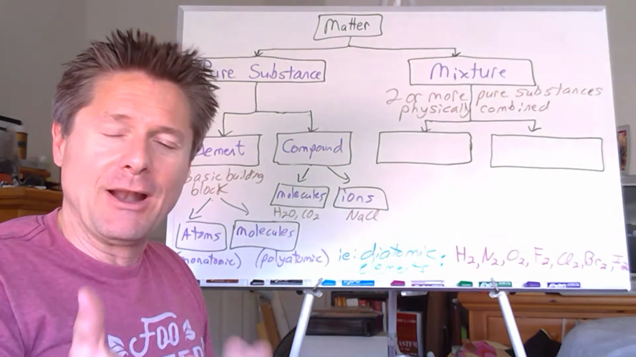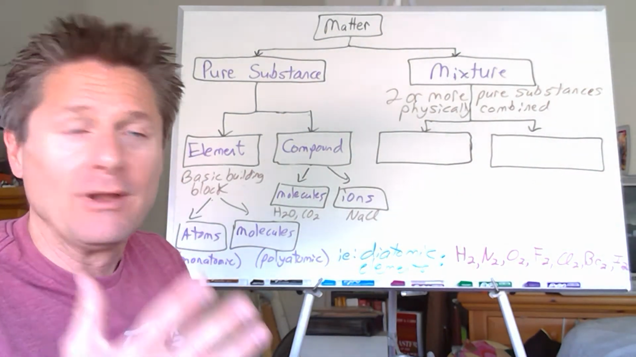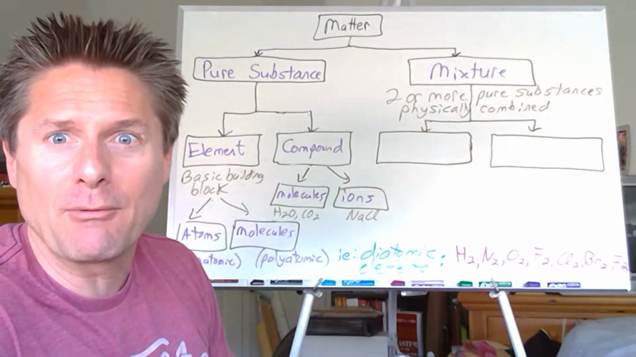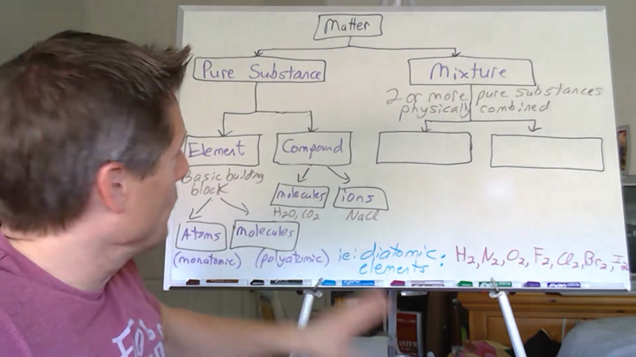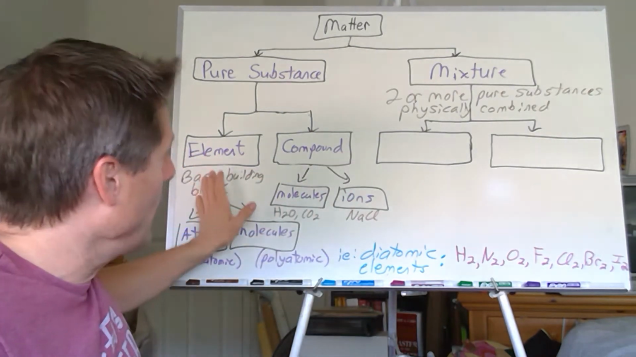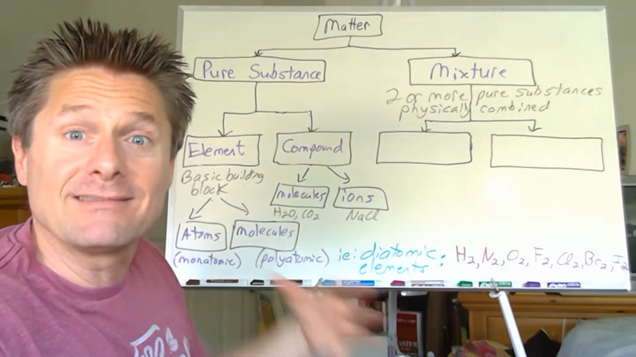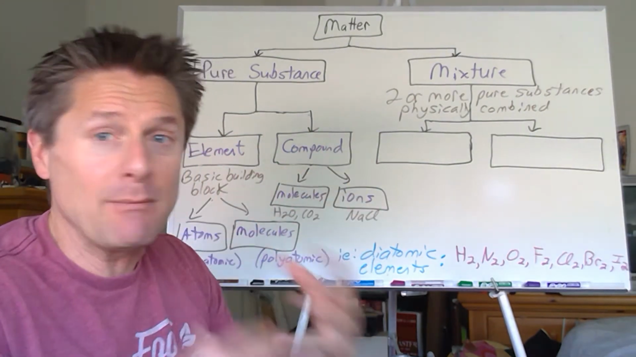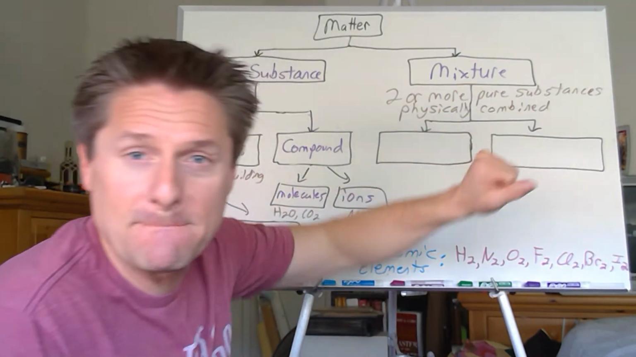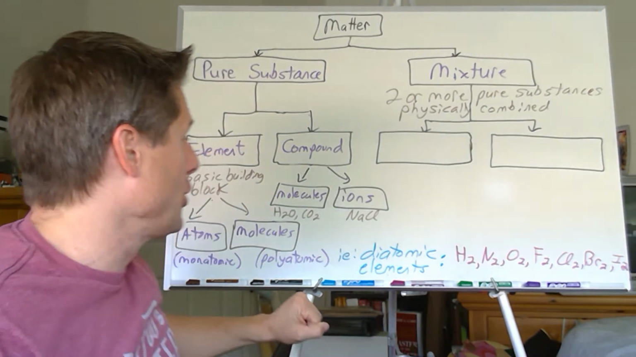I could take powdered steel and mix it with powder. Well, steel's not really an element, but that's a compound. I could mix any two things, whether it's two or more compounds, or two or more elements with compounds, as long as they don't chemically react with each other. I can physically mix them in any proportion I want, boop, and get myself a mixture.